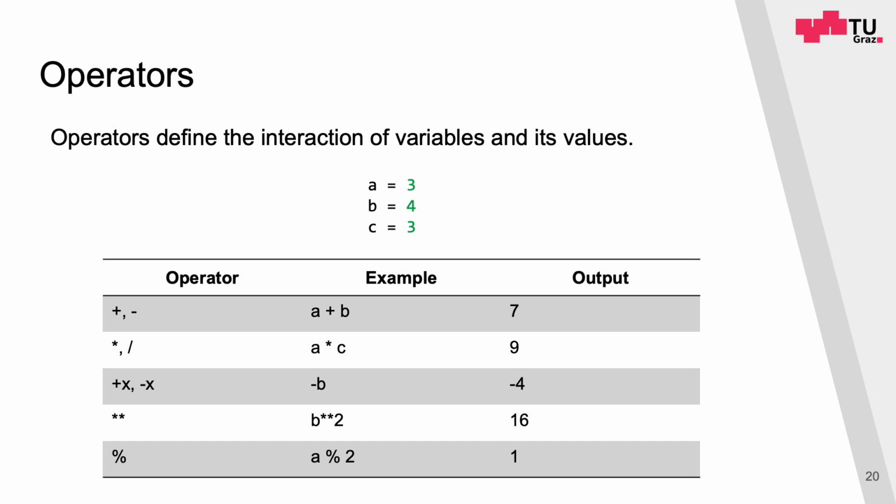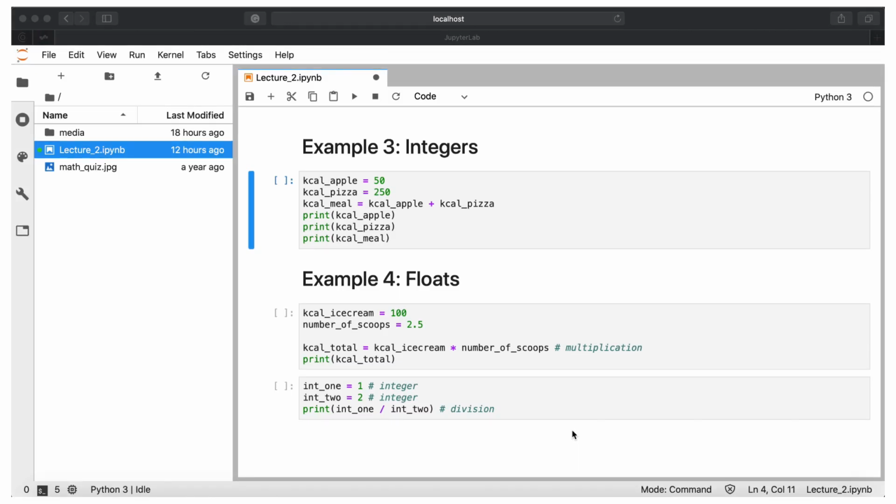And in the last row, you can see the modulus operator. The modulus operator gives us the remainder of a given division. For example, if we type in a modulo 2, we will get 1 as a result, since the remainder of 3 divided by 2 is 1. So with the theory in mind, let's move on to some practical examples.